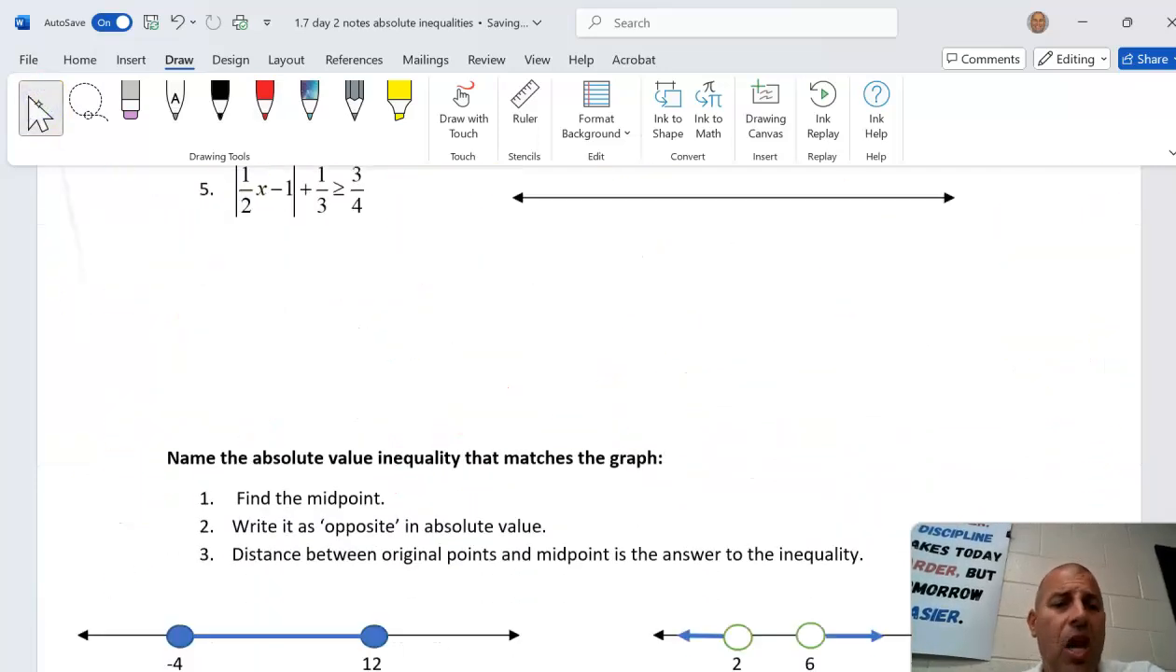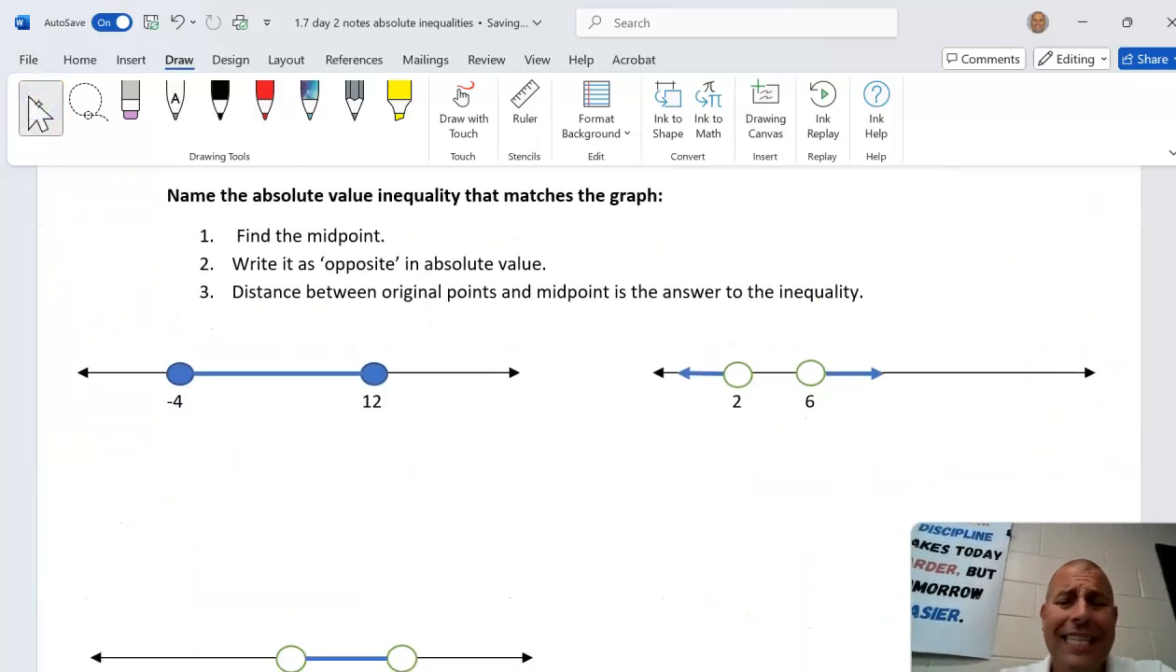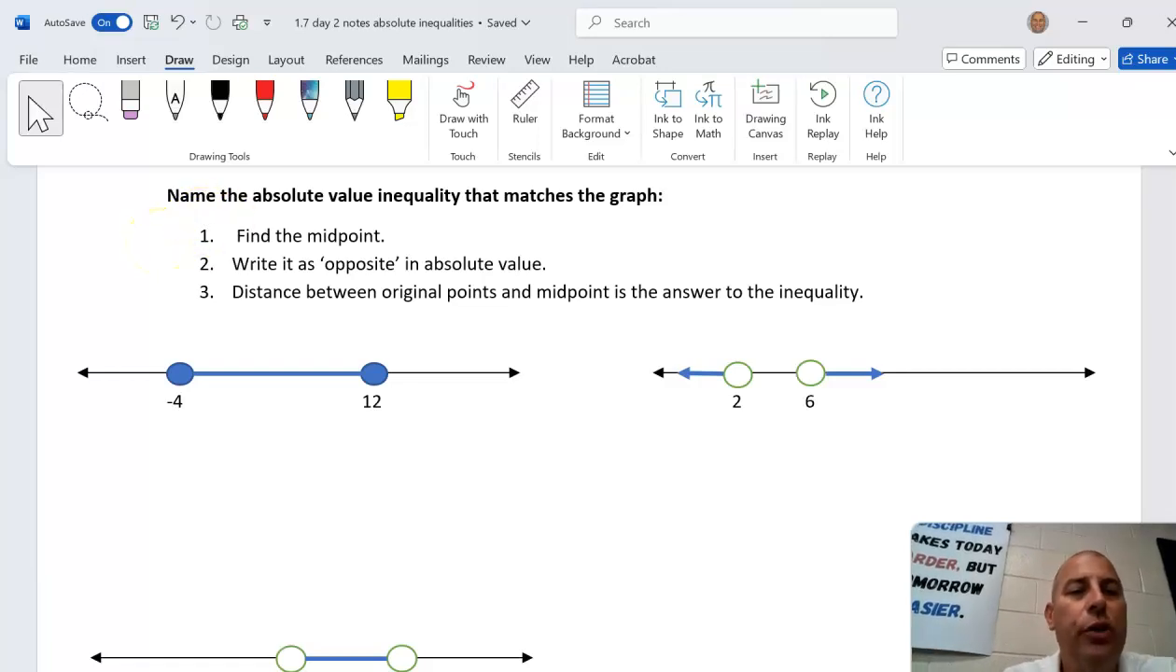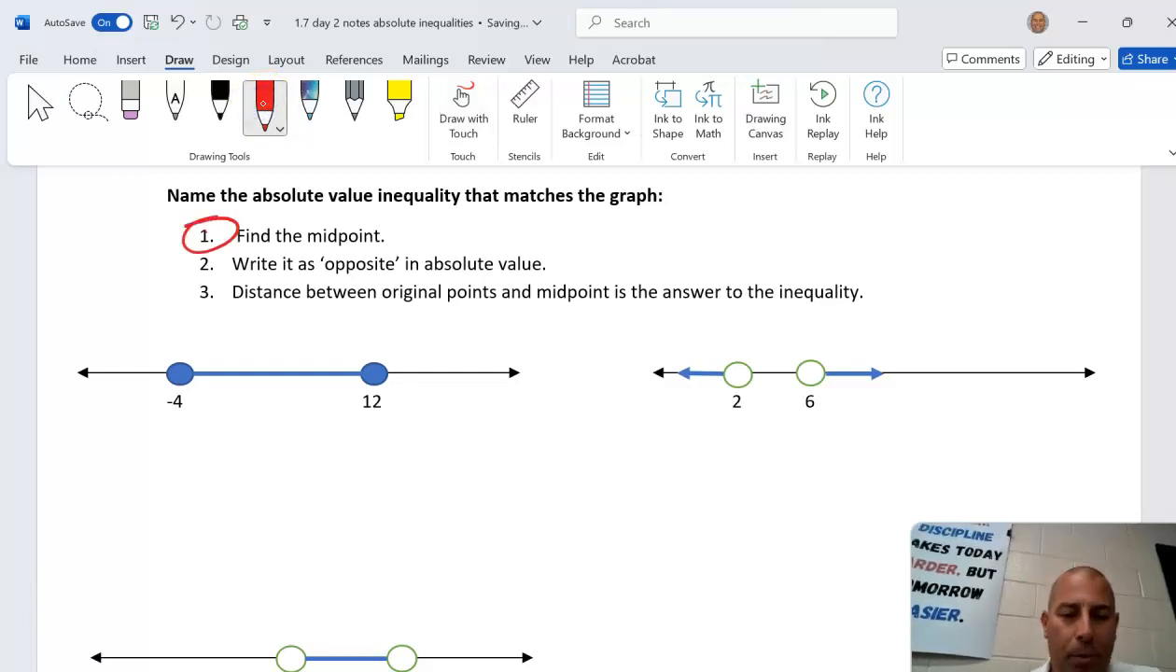So, all right. Now, this last part that we're getting into is the opposites. Now they're giving us the graph, and we want to write out the absolute value function. So we're kind of doing it in reverse here. Here's how this works. To write it out, you need to find the midpoint. And the midpoint is exactly what it says, the point that's in the middle.